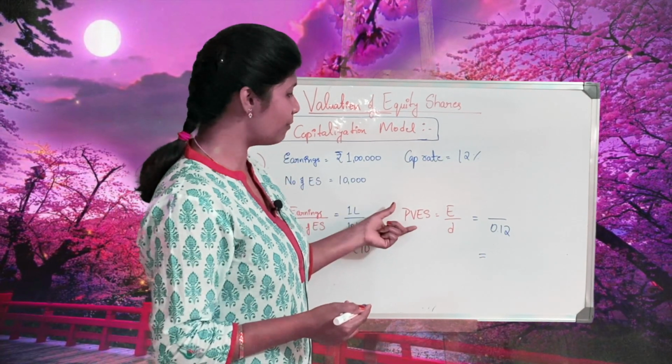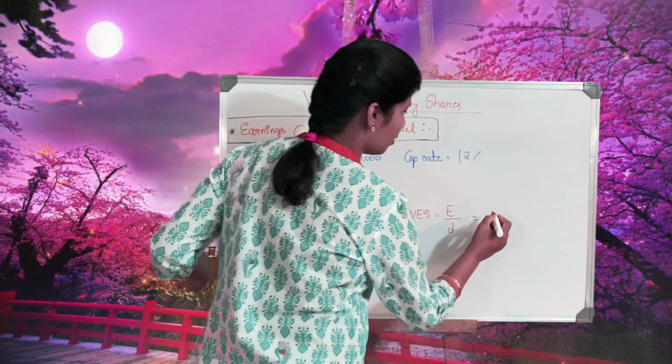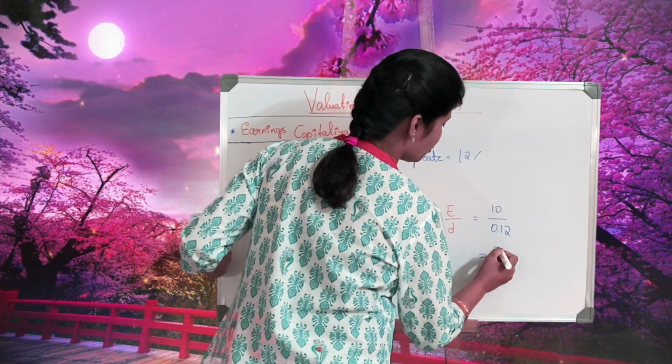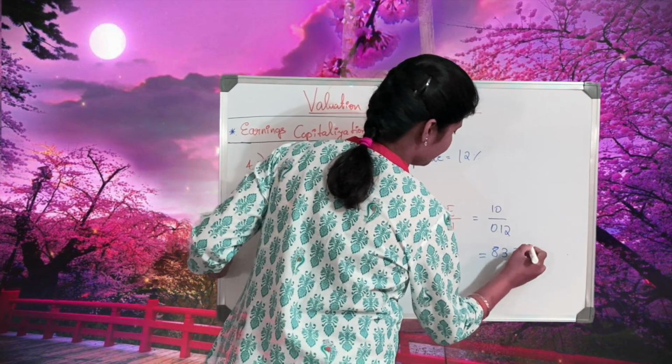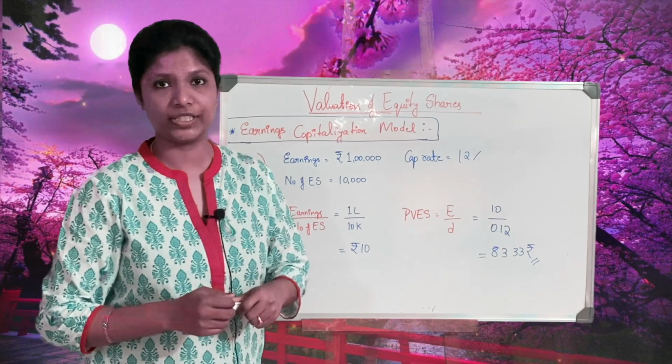Now we can solve for the present value of equity shares. E divided by D: E is 10, which we have found out, so 10 divided by 0.12, the capitalization rate. So your answer is 83.33 rupees. So this is the present value of equity shares.